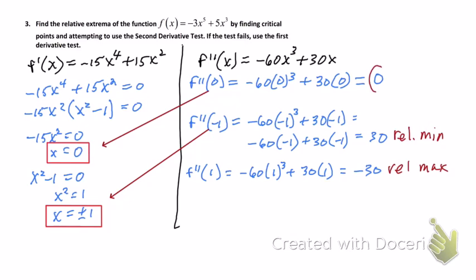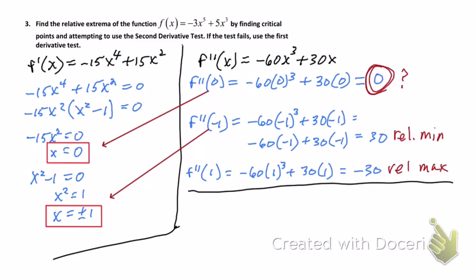That leaves something, though. What about this 0 up here? If the second derivative gives you a 0 when plugging in values from the critical numbers of the first derivative test, then you've got to fall back on the first derivative test to figure out what's going on there. In other words, the second derivative test failed at that one critical number. So I'm going to go back to here, my first derivative, and I'm going to come down here and use it to see what's going on at 0.